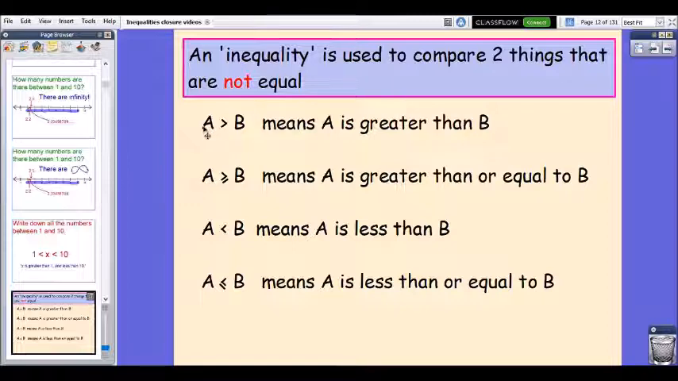So for example, A with this arrow sign and B, because the bigger part of the arrow points to the bigger number, we say that A is greater than B. What's the difference between this first one and the second one? Well, when you've got that extra little line below the inequality sign, that means that A is either greater or equal to B. And then if you flip that arrow sign around, so now the bigger part of the arrow is facing B, that means that B is bigger than A or A is less than B.